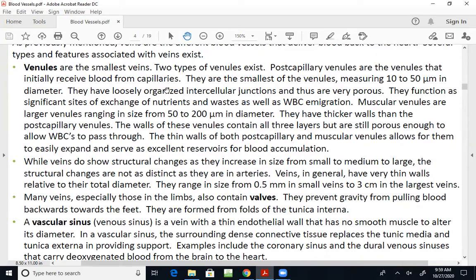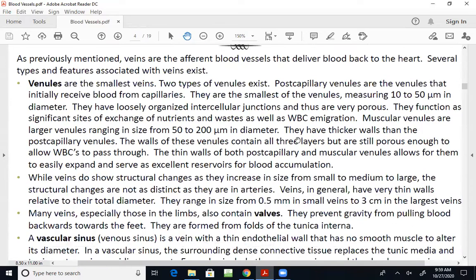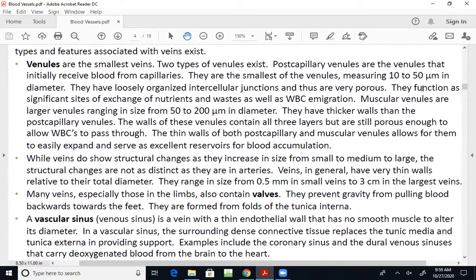They're very loosely organized with their intercellular junctions, and thus they're very porous. Not pores, but they have holes in them essentially, which is kind of like what we just talked about with those capillaries. And actually, postcapillary venules function as significant sites of exchange of nutrients and wastes. So we do some exchange, not just in capillaries, but here as well.